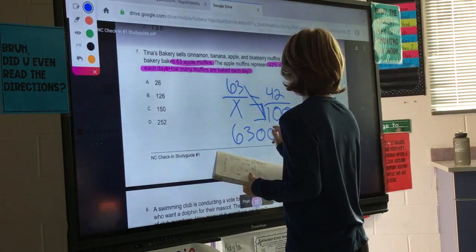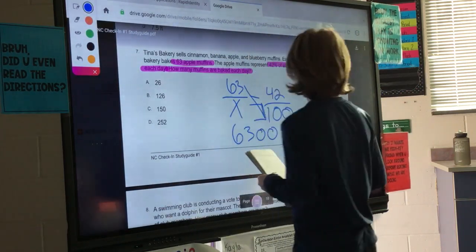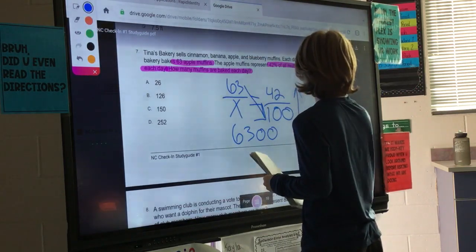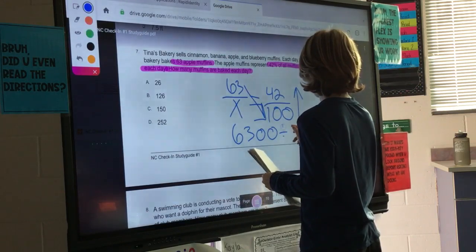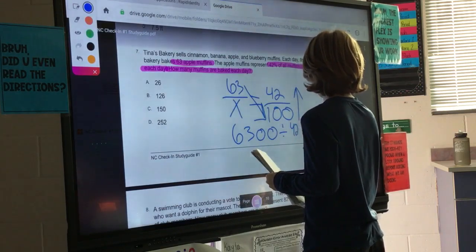If you did not solve this one, I would write this down because this is one of the ways that you can solve it. So if you did not do this one, please make sure you're writing this down.